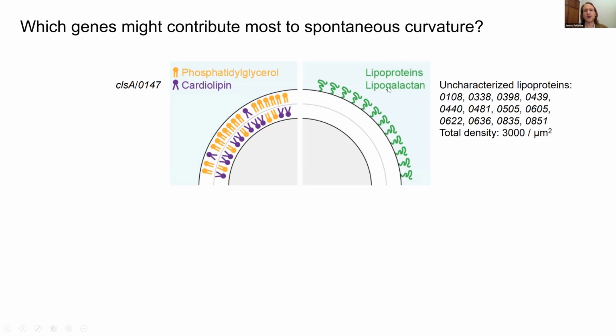As a second class of models, as shown in this reference here, as well as in other work, if there are proteins that are in the outer leaflet, but not in the inner leaflet, crowding of these proteins in the outer leaflet can generate a kind of pressure that causes the membrane to bend away to increase the space available to these proteins that are in the outer leaflet. So it's a kind of crowding-induced curvature. And here we note that Syn3A retains about a dozen uncharacterized lipoproteins that would be displayed on the cell surface.